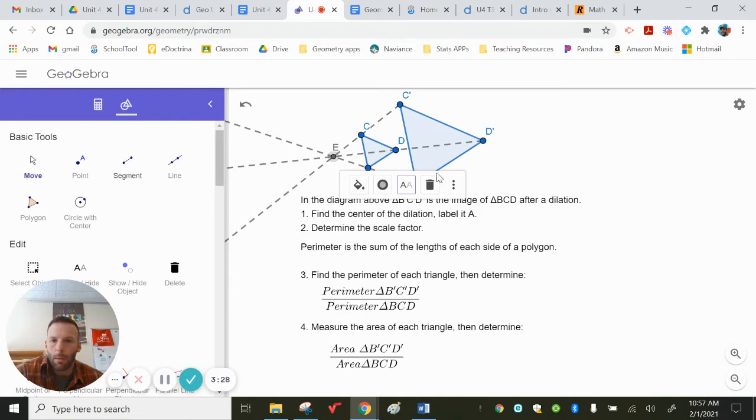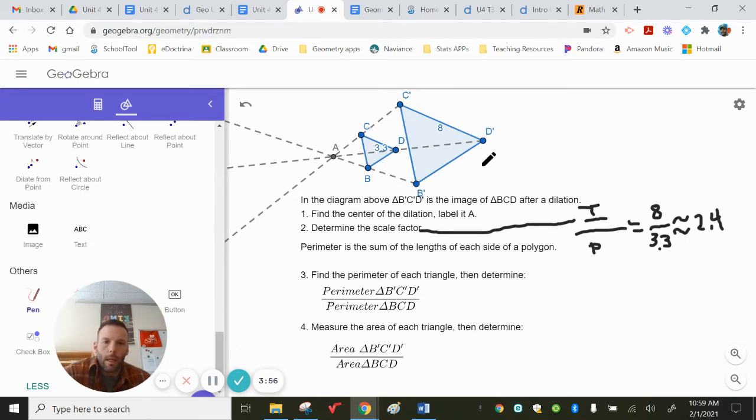So you can see on my diagram, I drew rays through D prime and D, a ray through C prime and C, a ray through B prime and B, and then I have this point right here. I just need to change its name to the point A. Then I'll use this to determine scale factor. Well, scale factor, remember, is a ratio of an image length divided by a pre-image length. So let me go ahead and do some measurements, and then I can find that scale factor.